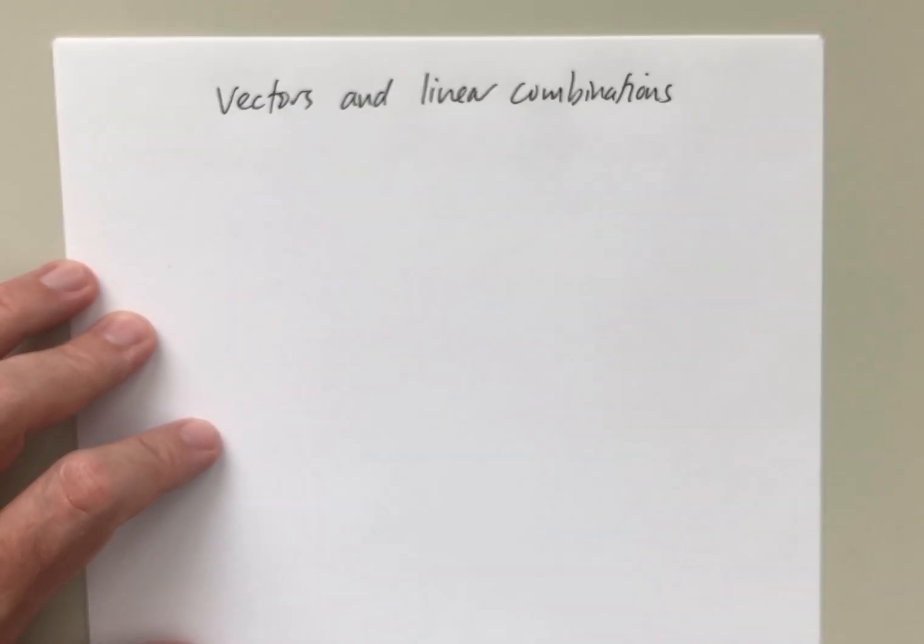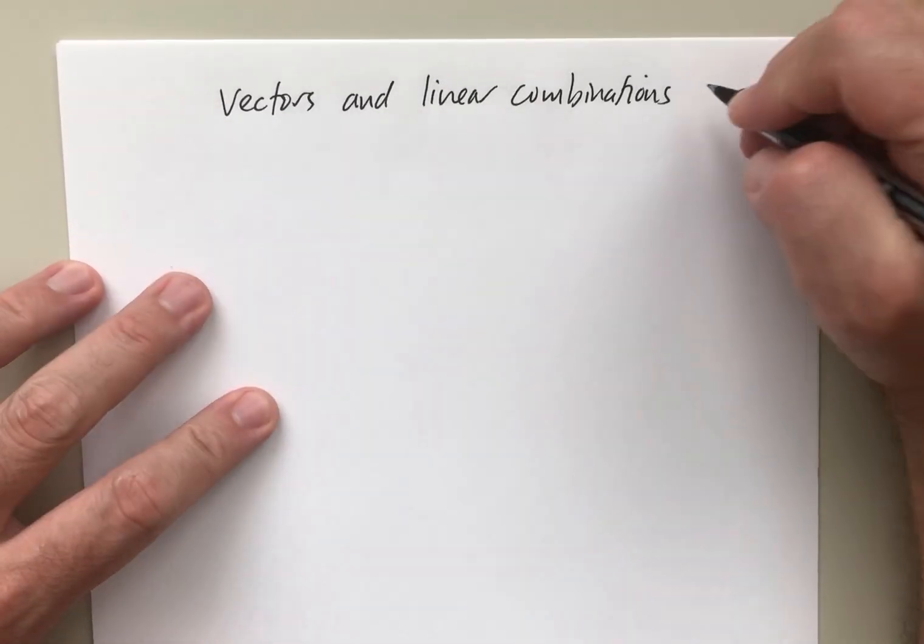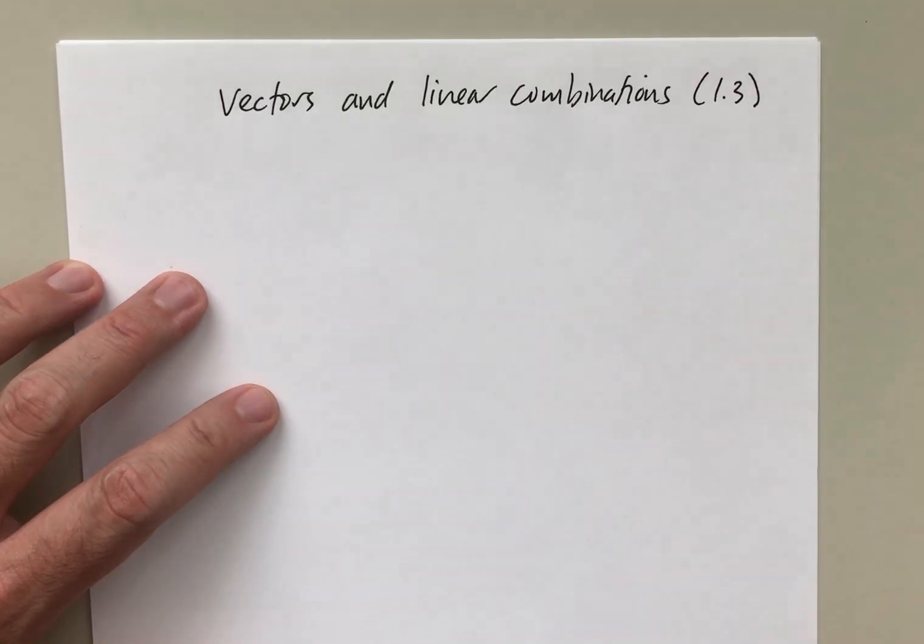Hello everyone, today we're talking about vectors and linear combinations. This is material from 1.3 of the text.